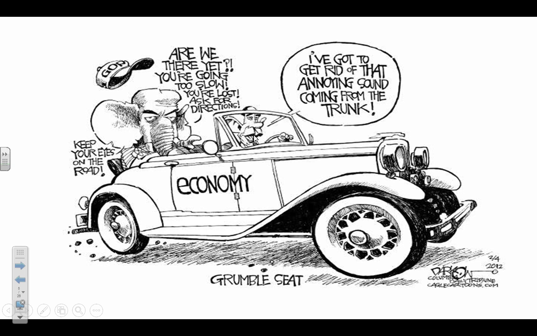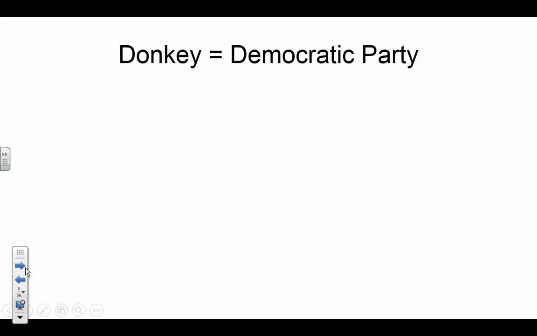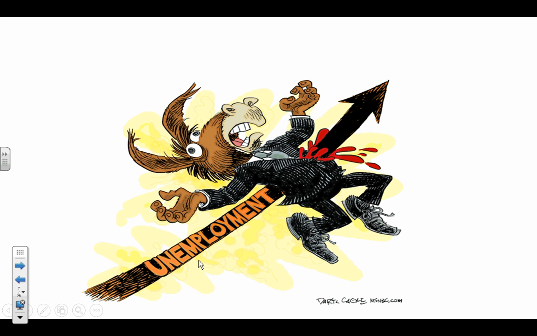And then sometimes we have to label stuff. This looks like Barack Obama, so you may not have to label President Obama, but the economy here is represented by the car. This is all symbolism. The car is the economy. That's symbolism. The elephant is the Republican Party. That's symbolism. If you want to depict the Democrats in a political cartoon, a donkey is the understood symbol of the Democratic Party.